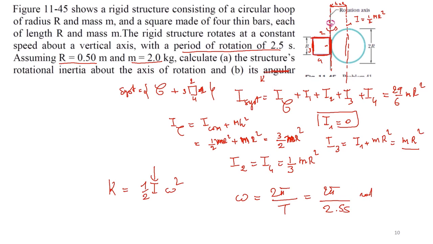Okay? Because I gave you the period of rotation, T is 2.5 seconds. So you know that the angular speed is 2 pi divided by the period. So I plug it here and I get my kinetic energy. Any question about this?